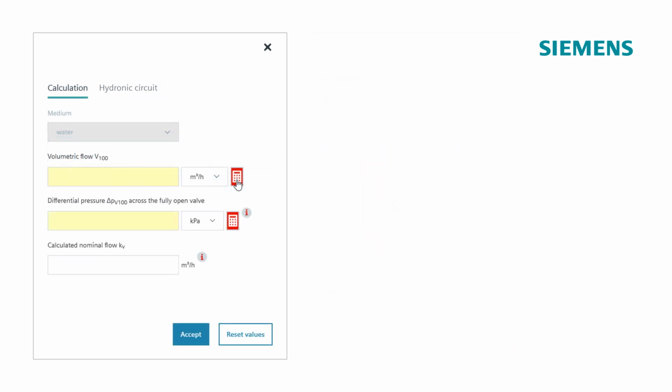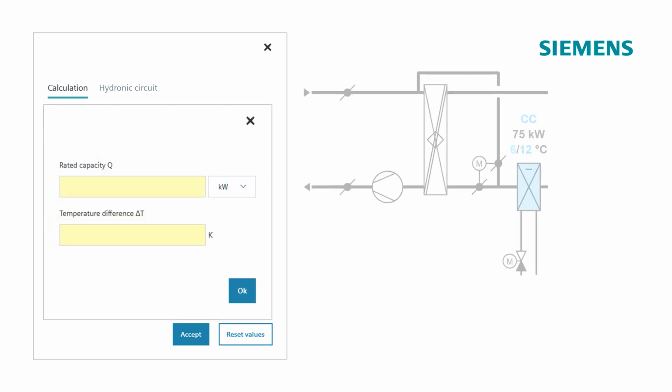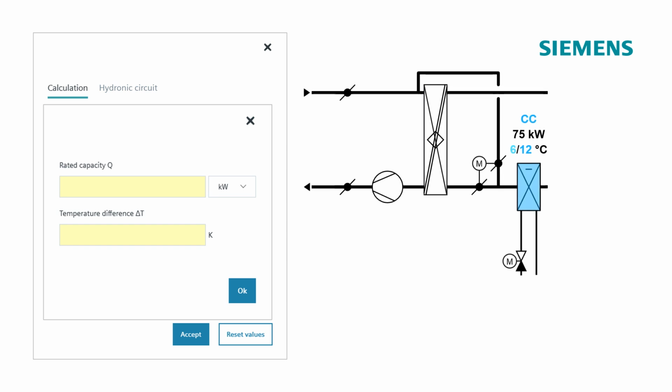Now, the volumetric flow that the valve must handle must be calculated. Click on the calculator symbol to enter the detail information. Here once again the plant schematic with the data for the cooling coil. The rated capacity of 75 kW can be entered directly.